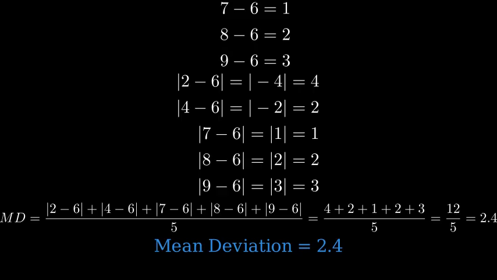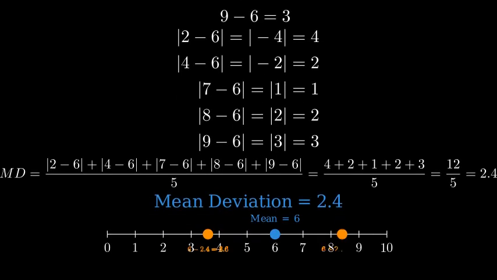Let's visualize what this mean deviation of 2.4 represents. Imagine if all data points were exactly 2.4 units away from the mean. The spread would be the same as our original data. This is what makes mean deviation useful. It gives us a single value that represents the typical distance of data points from the mean.